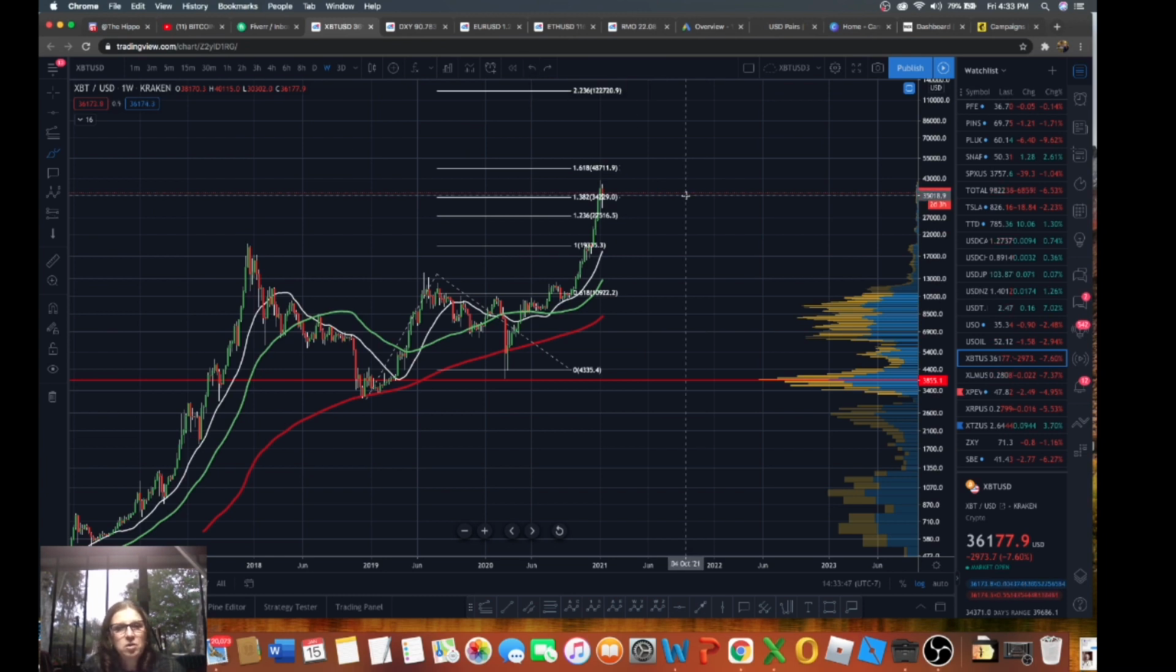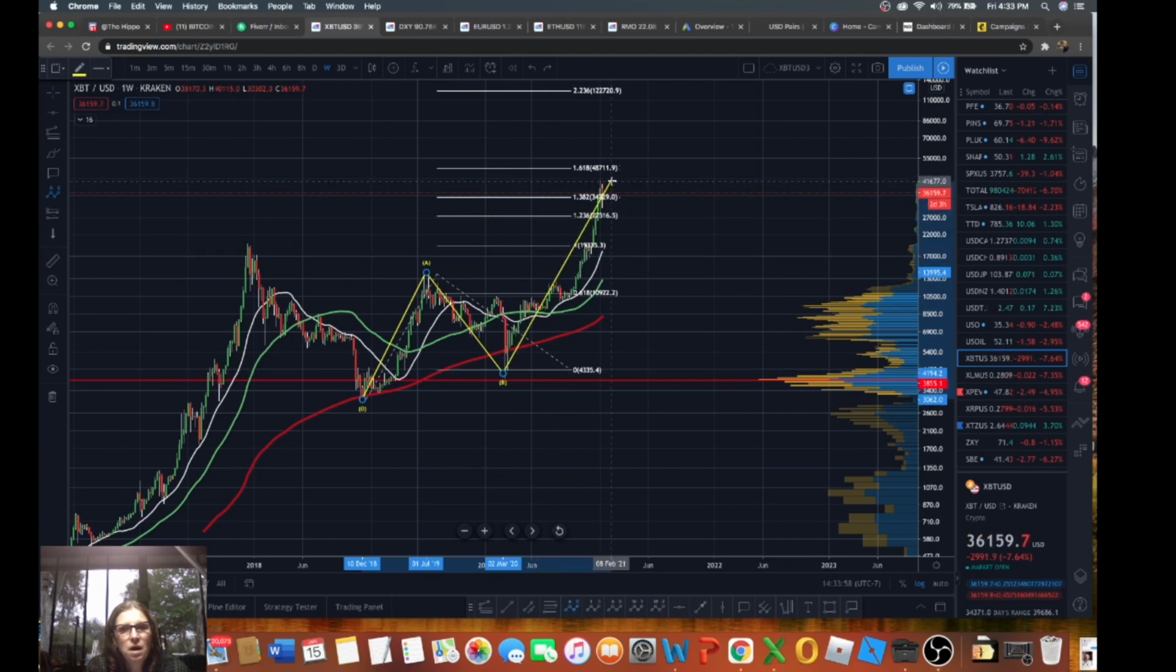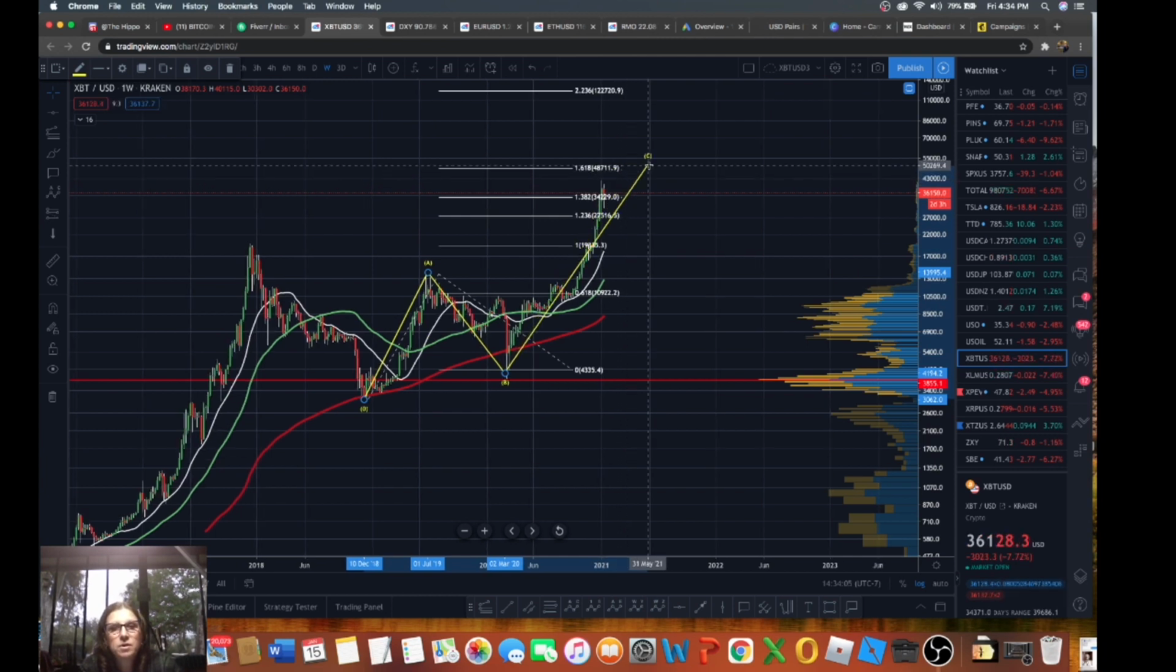Let's talk about the bearish scenario while we're here. The bearish scenario is this would be an A, this would be a B, and this would be a C, and it's done. Or it has a little bit further, and it's going to hit the 1.618. Once we go past the 1.618, I am no longer going to consider this a bearish scenario on the table.